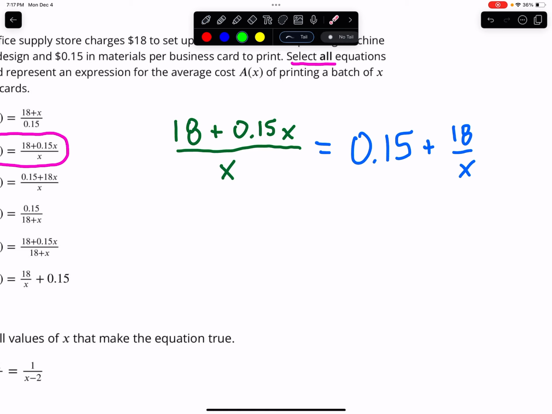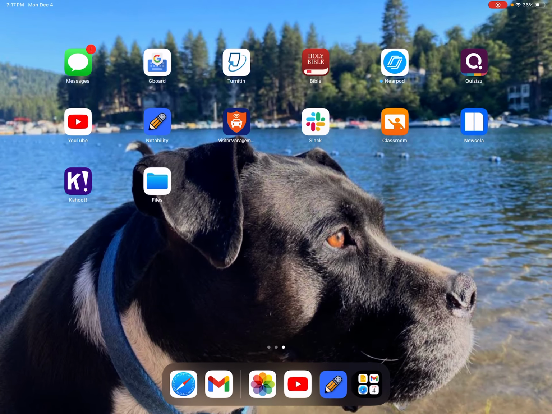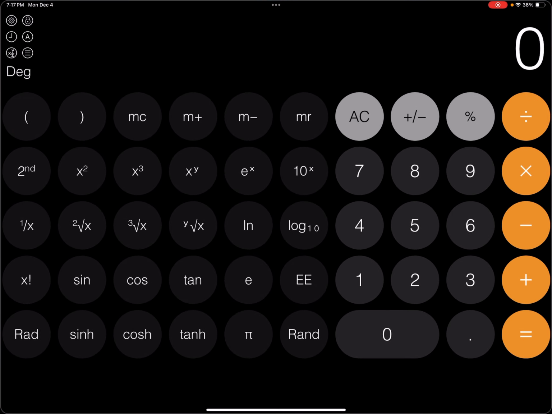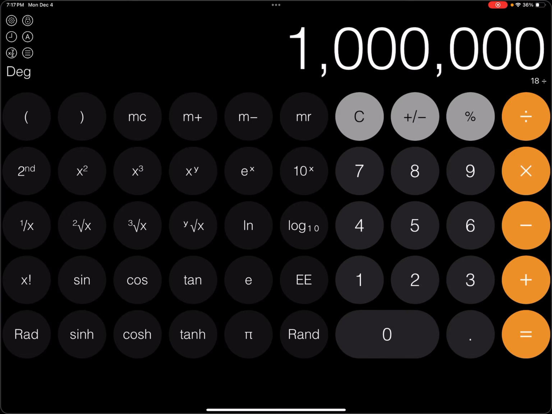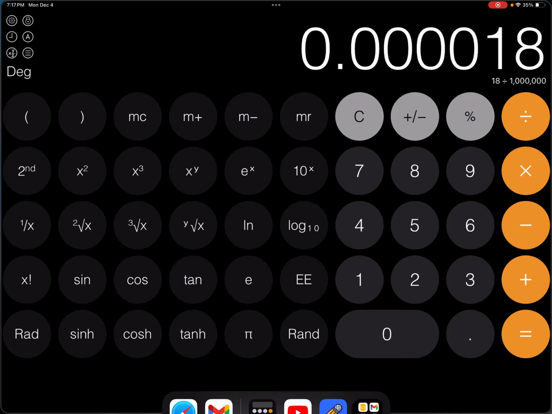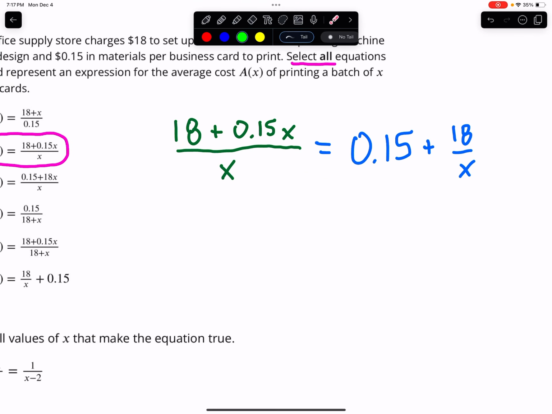If we print like 1,000 business cards, right? Let's say x was 1,000. We print 1,000 business cards. 18 divided by 1,000, it's going to get closer to 0. You're not even going to notice that 18 bucks once you buy 1,000 business cards because it's 18 divided by 1,000. I mean, what is that? Let's take a look at that. 18 divided by 1,000. Look, 0.018. That's pretty small. If you did the $18 divided by a million business cards, it's getting smaller and smaller, closer and closer to zero. So this is approaching zero.